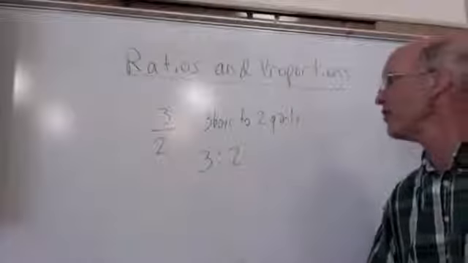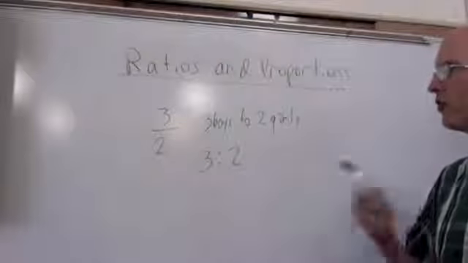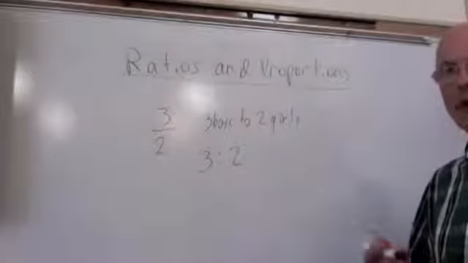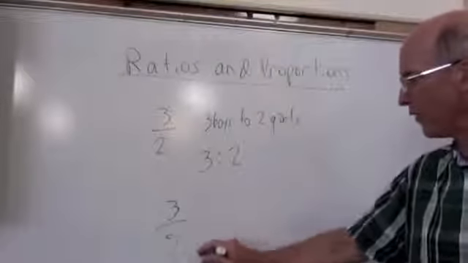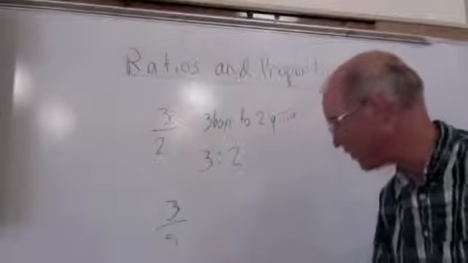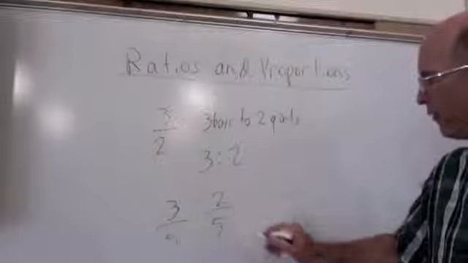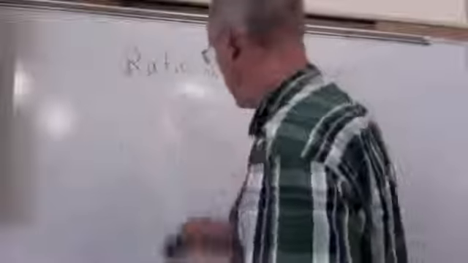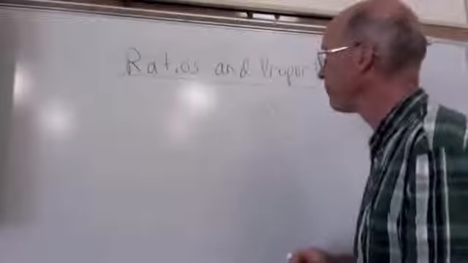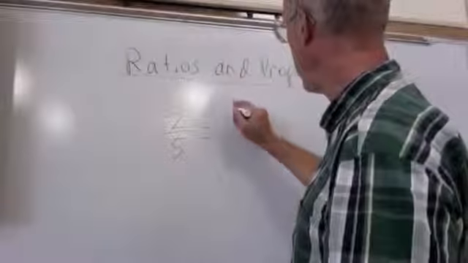And knowing that, I could ask you different things. I could say, what's the ratio of boys to the total number of people on the team? And then you would say it's 3:5, because that's the total on the team. If I said girls to the total number of people on the team, then you'd say 2 girls to 5 total. Okay? That's ratios.